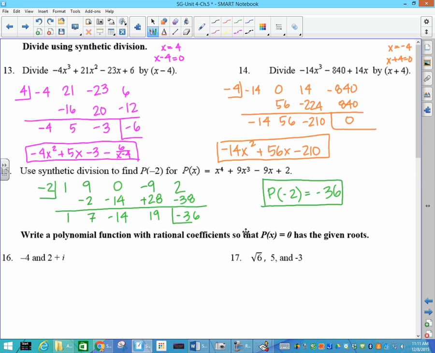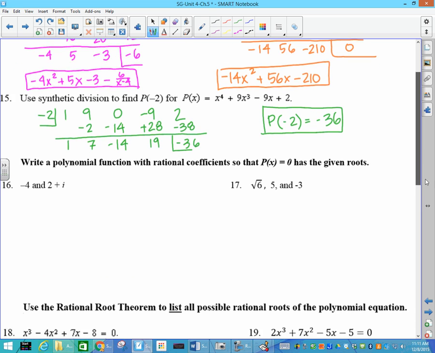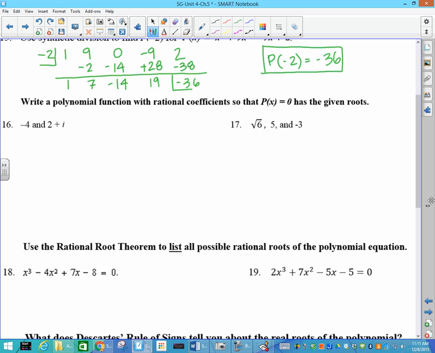Write a polynomial function with rational coefficients so that p of x equals 0 has the given roots. What's important is to remember if you see an i in there, you've got to have its conjugate. So if it's 2 plus i, you have 2 minus i. So what we did was we said x equals negative 4, x equals 2 plus i, and x equals 2 minus i.